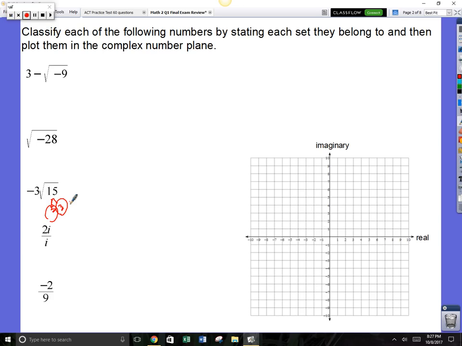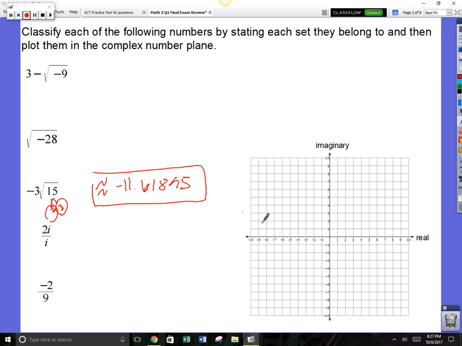So on your calculator, if you type in negative 3 times the square root of 15, that is a number approximately negative 11.61895-ish. So it's real, 100% real. Negative 11. Oh, I forgot to classify these last two. Okay, here we go. So let me plot this one first, and then we'll classify them.